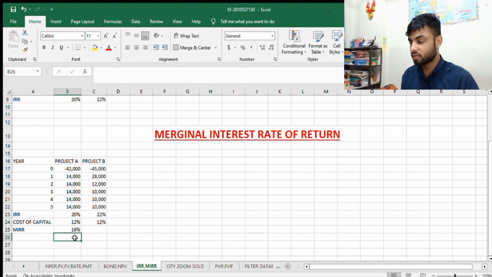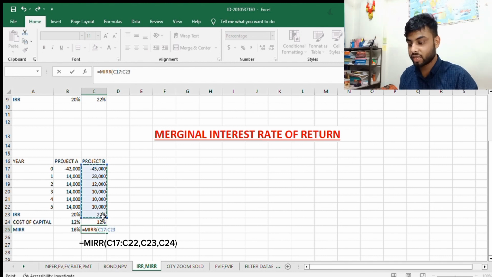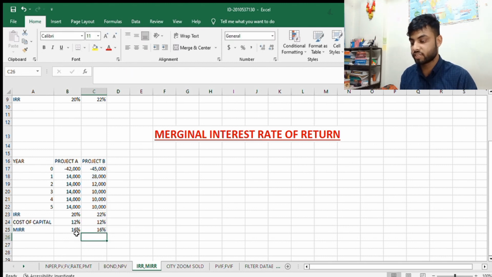Then we calculate for project B in the same way: equal MIRR, then start the bracket and select all values 0 to 5, and then finance rate is IRR 22%, and then reinvestment rate is also 12%, same as project A. Then close the bracket and enter. Here the MIRR is also 16%.